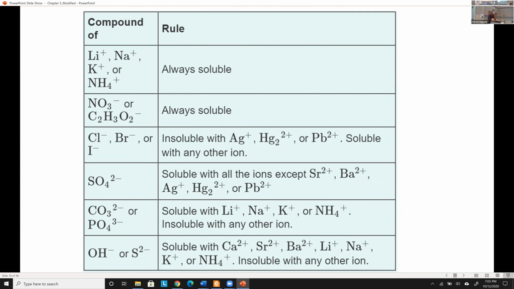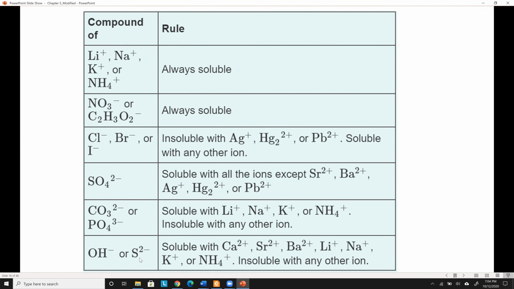And we'll do examples. Other rules, you have carbonate and phosphate. They're soluble with the main four that are written in the first rule, insoluble with everything else. So this is basically saying that carbonate and phosphate are always insoluble unless they are with group 1A, these four: lithium, sodium, potassium, and ammonia. So it's kind of conflicting with the first rule. I mean, it's saying insoluble unless the first rule.